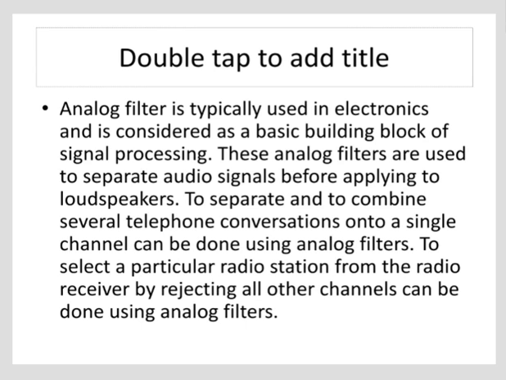These analog filters are used to separate audio signals before applying them to a loudspeaker. Separating and combining several telephone conversations onto a single channel can be done using analog filters. Selecting a particular radio station from a radio receiver by rejecting all other channels can also be done using an analog filter.